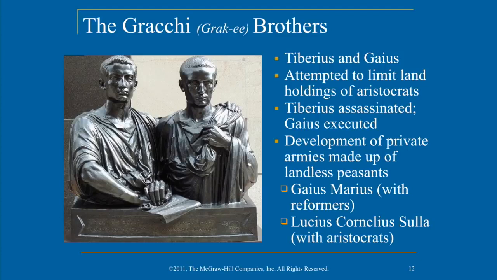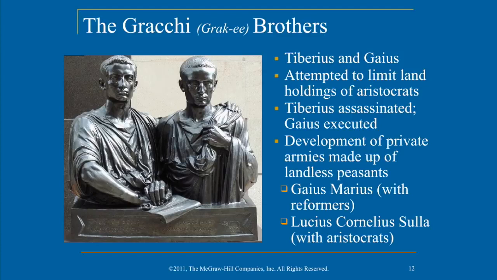Well, back to that whole idea of the rich getting richer and the poor getting poorer, we get to the Gracchi brothers, Tiberius and Gaius, who attempted to limit land holdings of aristocrats. They were some of the first people really working to figure out how to keep people from getting too powerful. So they decide to say, okay, if you gain any more than a certain amount of land, we're going to take that land that you gained from you and redistribute it to poor people. This was an attempt to say, yeah, you guys can get rich, but you shouldn't get super rich.